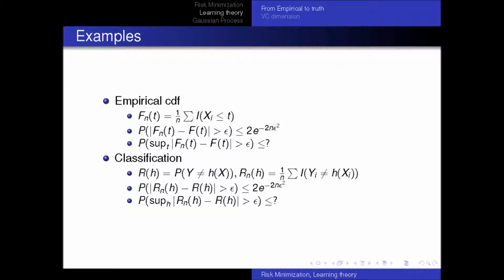So we would like to know if we take a supremum over all the t's, how far is it going to be? This is a question mark. We don't know that yet. And the same thing happens in classification. So let's assume R(h) is the true error.